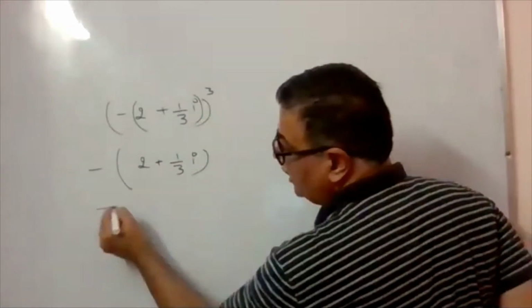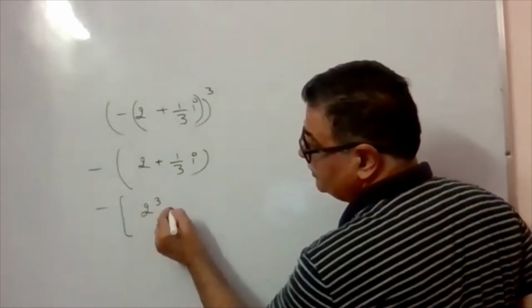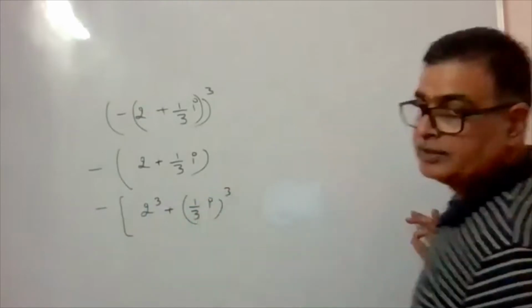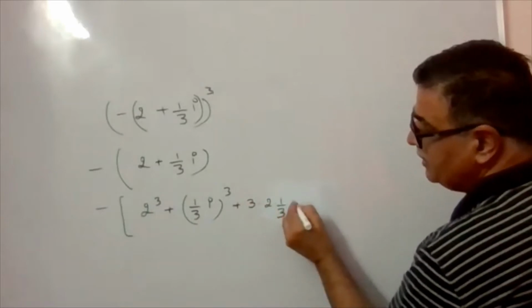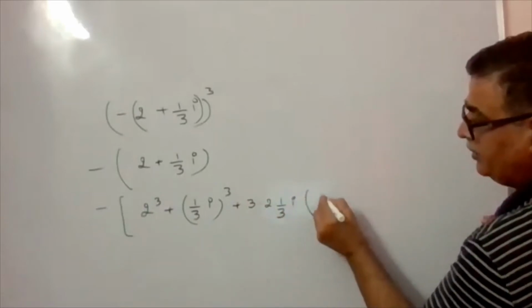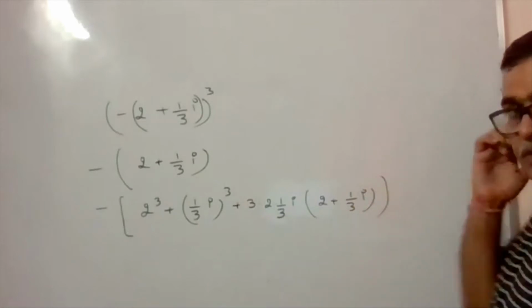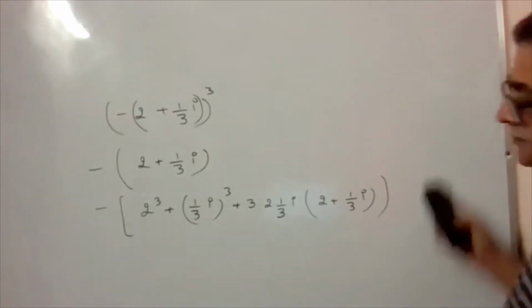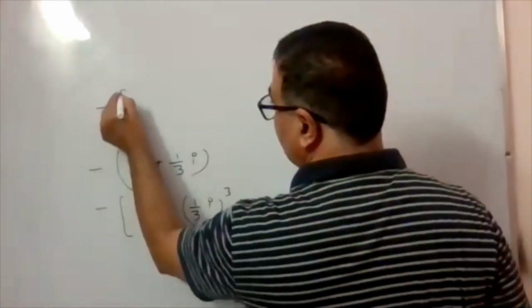Now it is a formula of (a plus b) whole cube. The formula says a cube plus b cube plus thrice of a into b, into (a plus b). Here a is 2 and b is 1 by 3 iota. Now when you solve it, it will come out to be minus here.